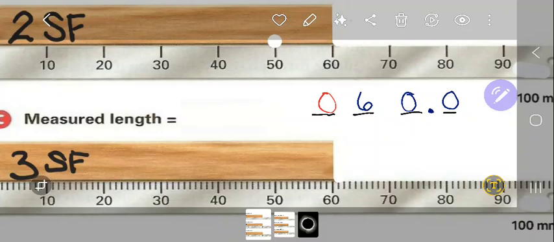Even if you guessed like 59.99, excuse me, 59.9, we would still consider, even though the digit would actually change, we would still have the 3 significant figures. So here, those 3 are significant.